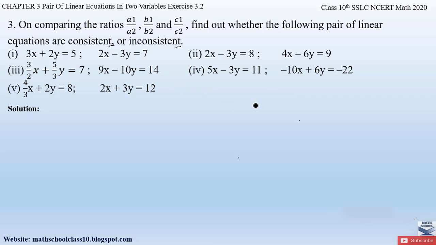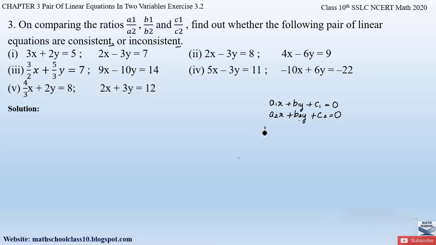The general form of a pair of linear equations is given by a1x plus b1y plus c1 equal to 0 and a2x plus b2y plus c2 equal to 0. This is the general equation for a pair of linear equations. Now, using the ratios a1 by a2, b1 by b2 and c1 by c2, we will find out whether the given pair of linear equations are consistent or inconsistent, right?